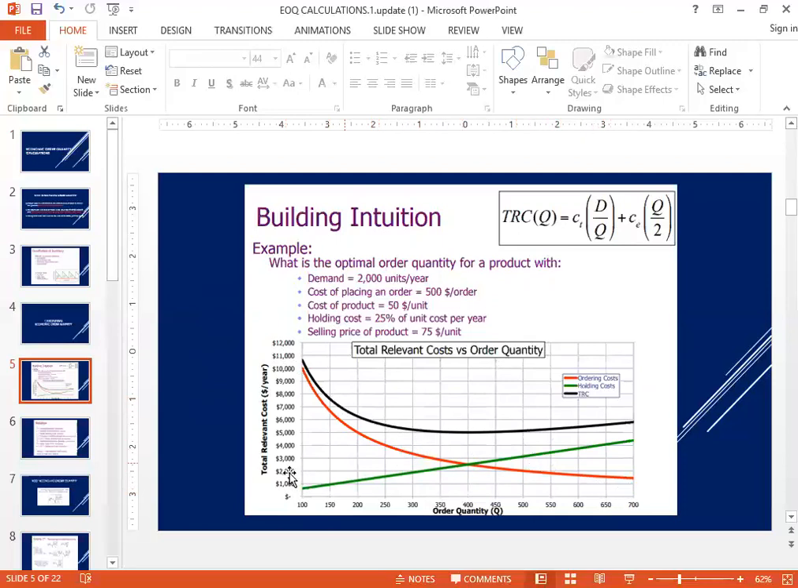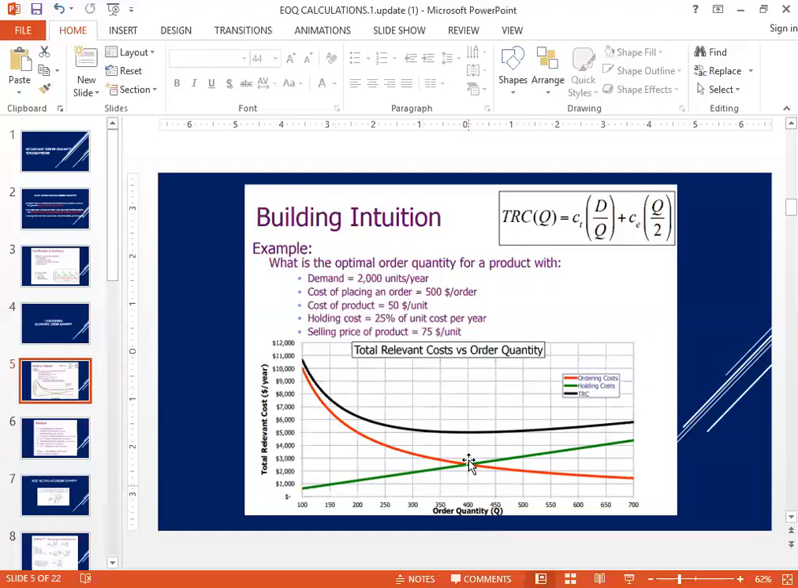Now, interestingly, there is a point where both the order cost and the holding cost merge, or cross each other, right? And they intersect. This point of intersection, where the holding costs intersect with the ordering costs, is 400 in this case. This is my economic order quantity. And at this point, the total relevant costs of my inventory are at their lowest.